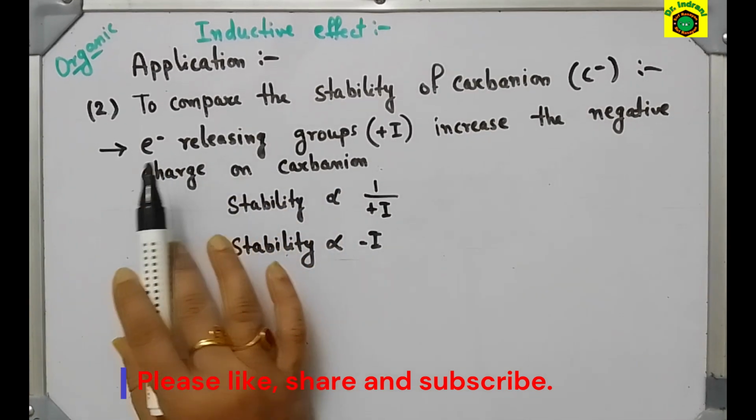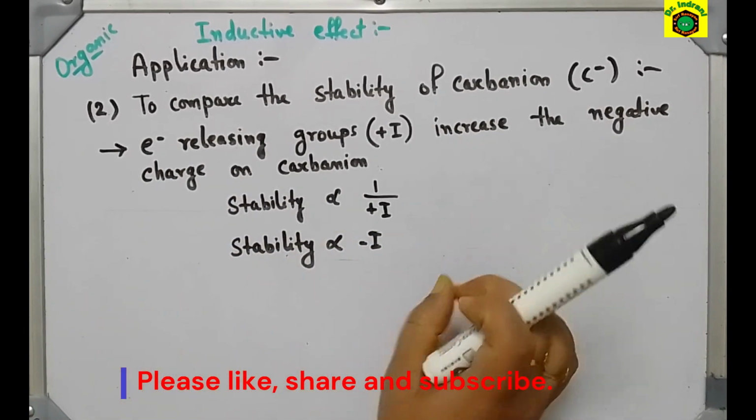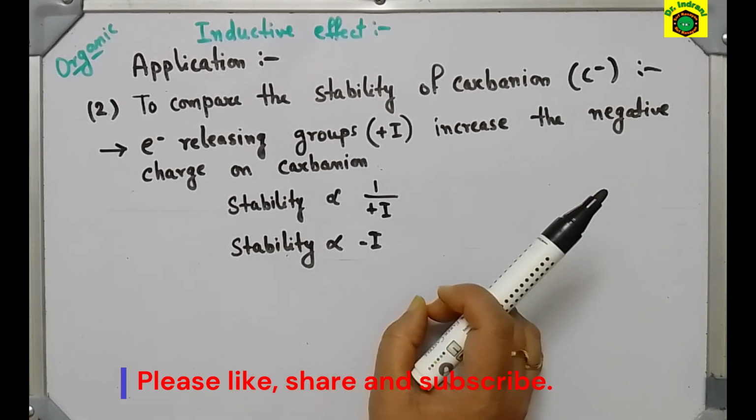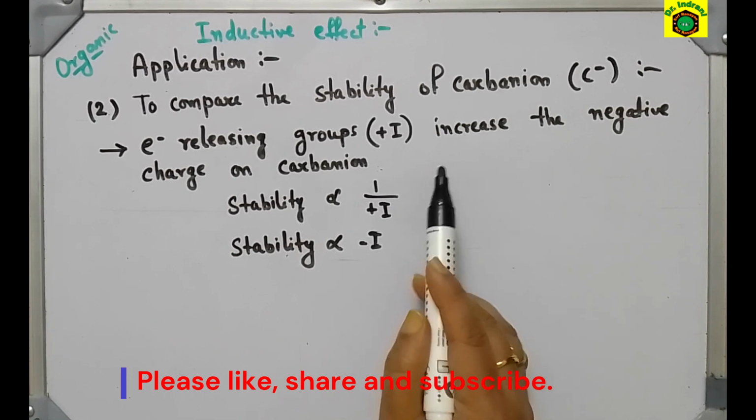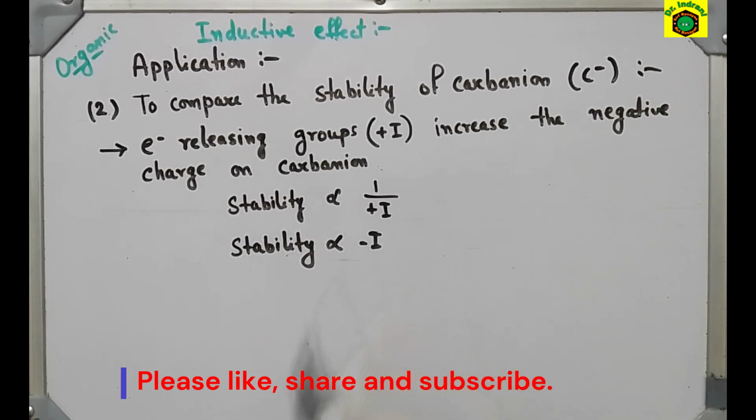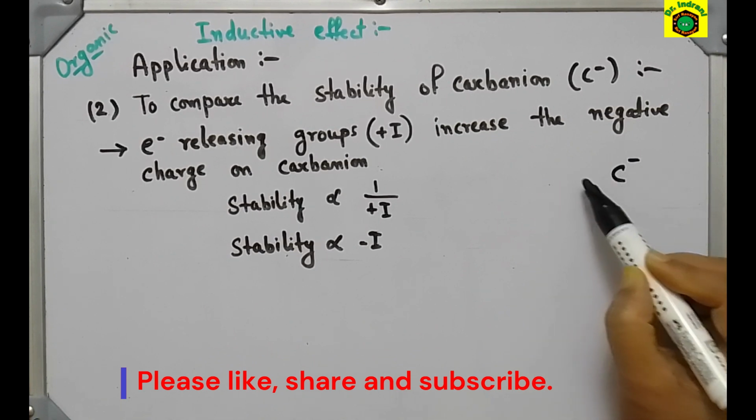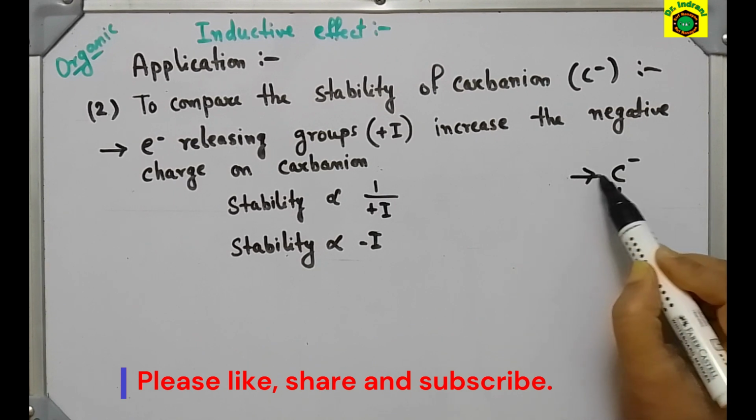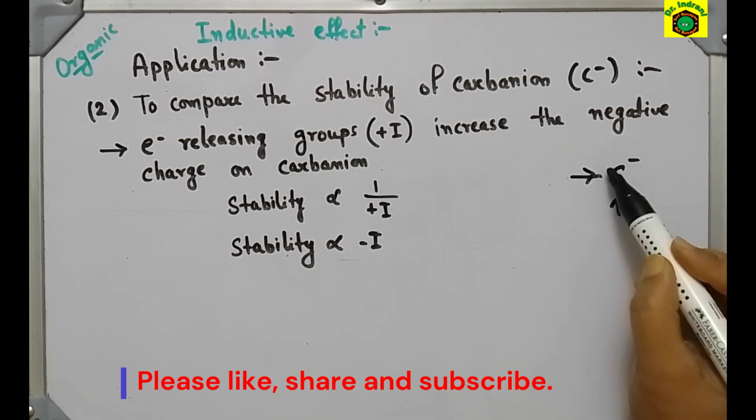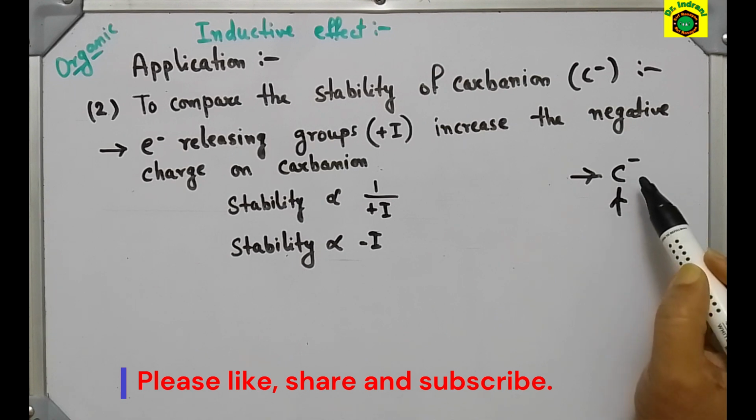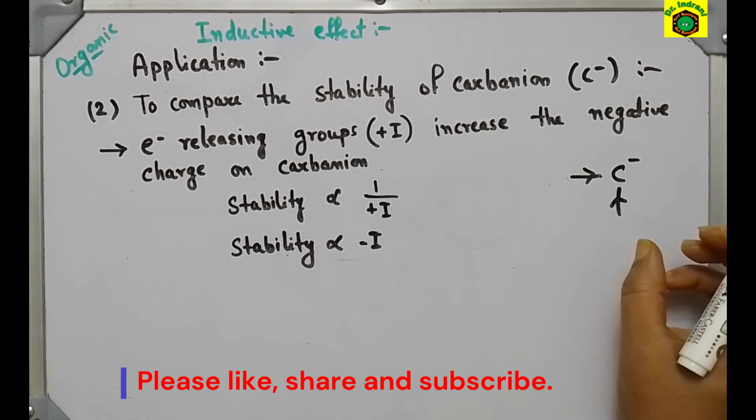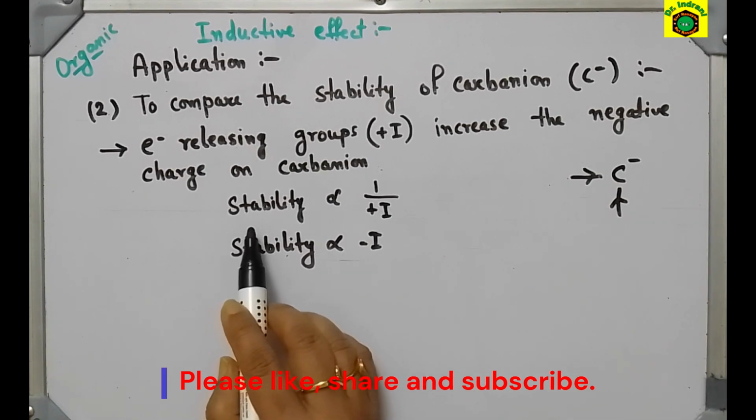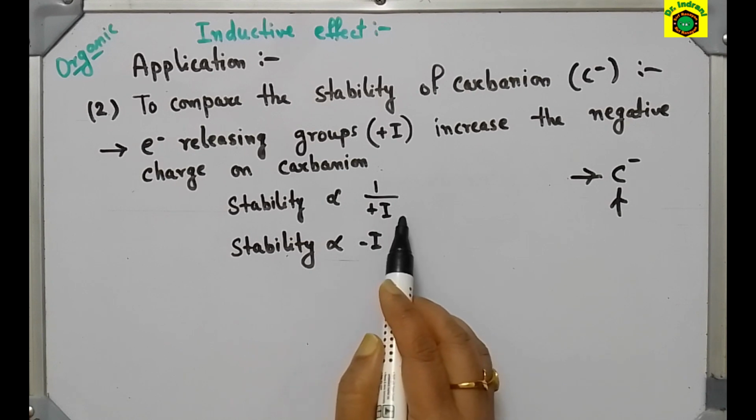Now next application is to compare the stability of carbanion. Carbanion means on carbon atom negative charge is there. Electron releasing groups, means groups having plus I effect, increase the negative charge on carbanion, because if here is carbanion, it is attached with electron releasing group. What will happen? Electron will be released here in this direction and electron density on carbanion will increase. So negative charge increases means stability will decrease. So stability is inversely proportional to plus I effect.